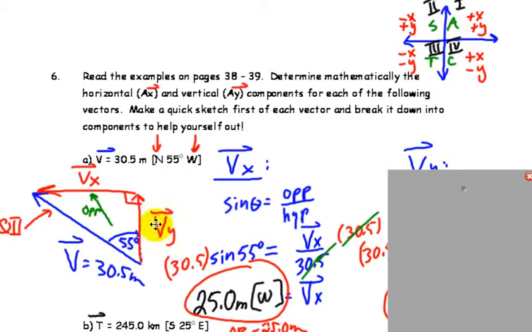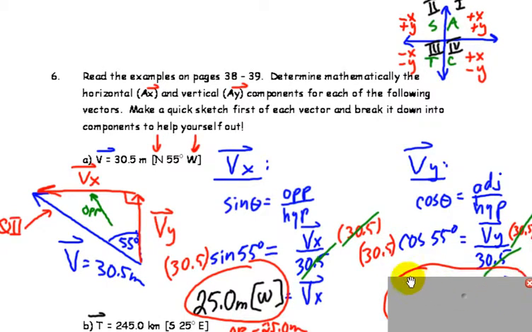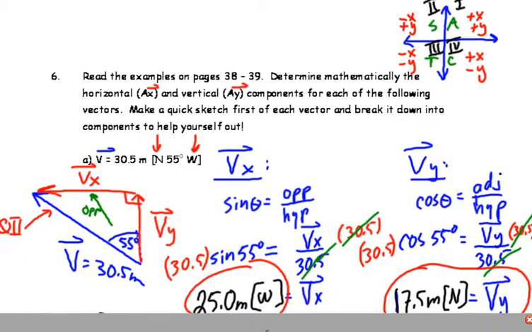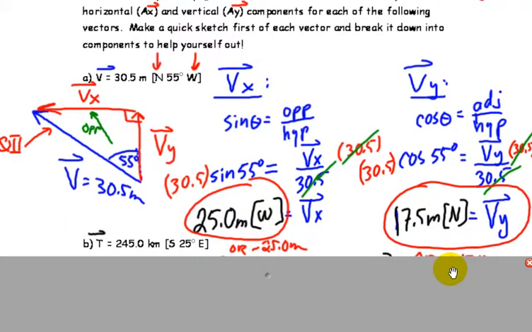To solve for Vy, it is the adjacent side, so that involves the cosine function. Cos theta equals adjacent over hypotenuse, Vy over 30.5, and again multiplying each side by 30.5, Vy is 17.5 meters north. Or, since it's a quadrant 2 vector, we know our y value is positive, so positive 17.5.